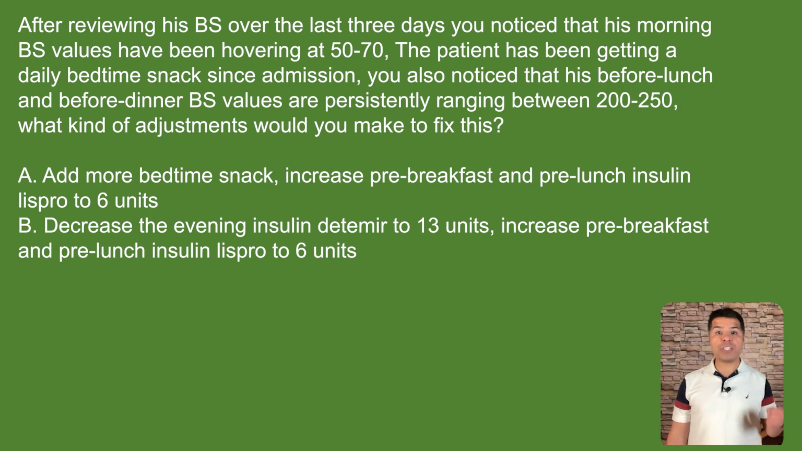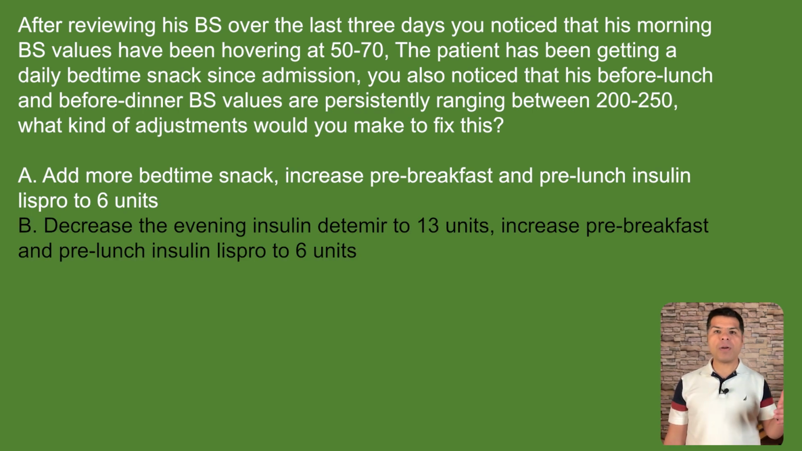Back to our patients. If morning hypoglycemia persists despite bedtime snacks, we cut down the insulin detemir evening dose by 10%, which means cutting down evening detemir to 13 units. For the before lunch hyperglycemia, we simply increase the before breakfast insulin lispro by 10%, the new dose will be roughly around 6 units. The same applies for pre-dinner hyperglycemia. We increase the before lunch insulin lispro by 10%, which again will be roughly around 6 units.